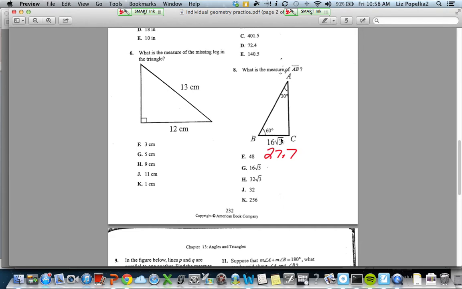Again, the way I figured that out, I found the square root of 3. I just typed it into my calculator, square root button, 3, hit enter. Then I multiplied that answer by 16. So I know this is about 27.7.